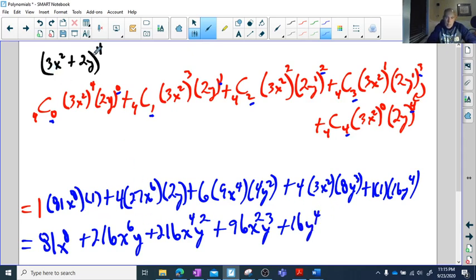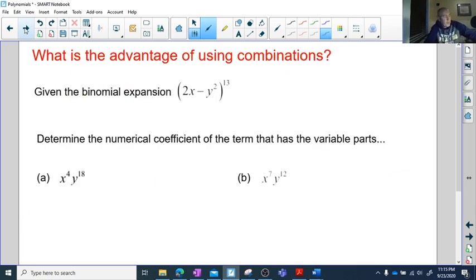So there is that binomial expanded out using the binomial theorem, but instead of Pascal's triangle, I relied upon using combinations. So the real advantage to that is a question like what you see here. You've got 2x subtract y squared. You want to raise it to the 13th power.